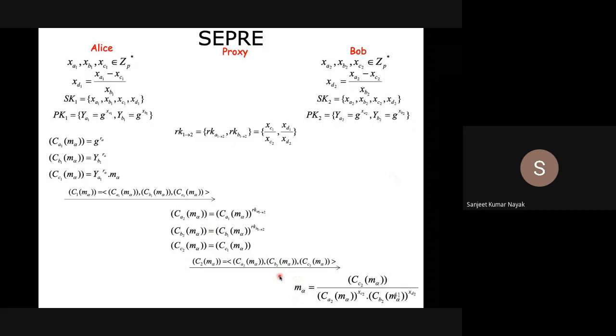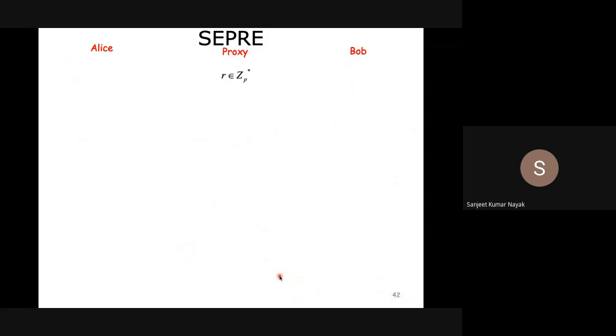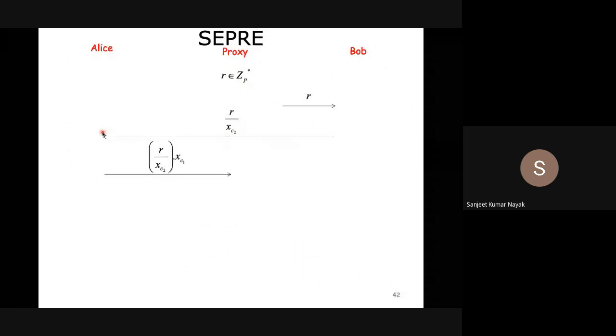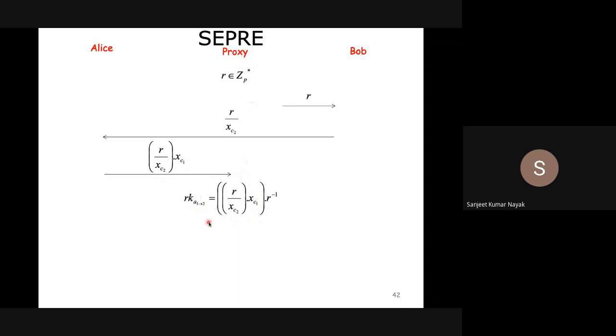So in this way, we propose the proxy re-encryption scheme, and I will tell you why we propose it. This is the mechanism. One random number R is given to Bob. Bob divides it with his key and sends it to Alice. Alice multiplies with her key and sends it to the proxy. The proxy divides out this R again. So XC1 and XC2 is the re-encryption key created at the proxy, and this re-encryption key is used by Alice and Bob.